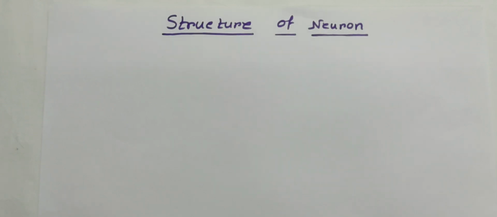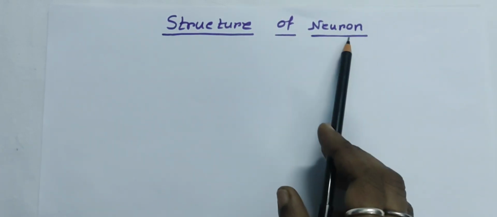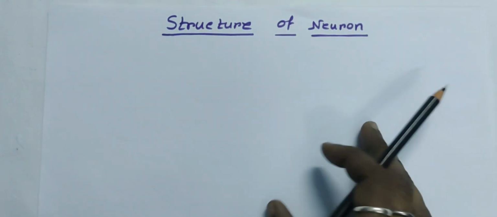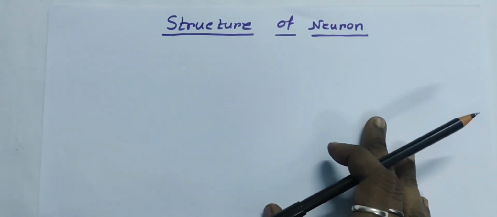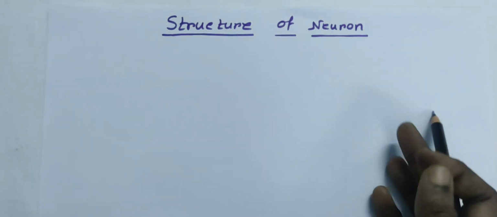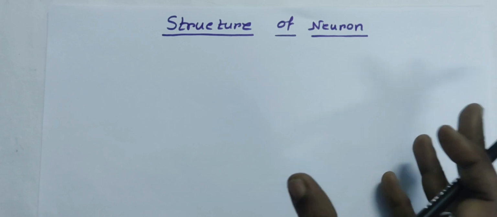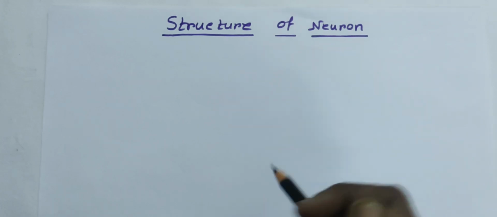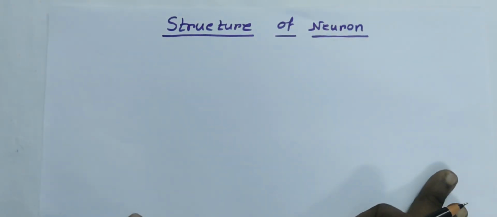Today I am going to explain the structure of the neuron. So what is a neuron? Neuron is the nerve cell. Nerve cell is called the neuron. It is the structural and functional unit of the nervous system. What is actually the nervous system? The nervous system helps us to communicate with the environment. The changes within the environment we can feel, we can realize by the presence of our nervous system. So the nervous system helps us to communicate with the environment.